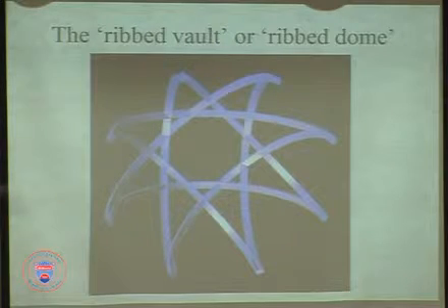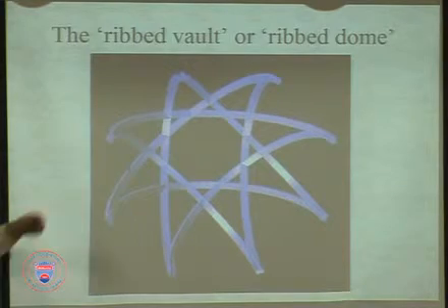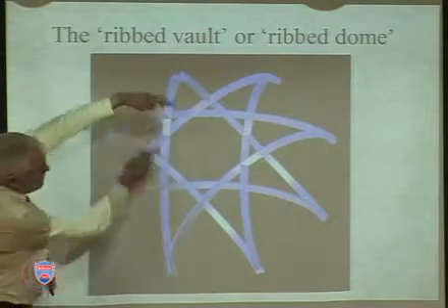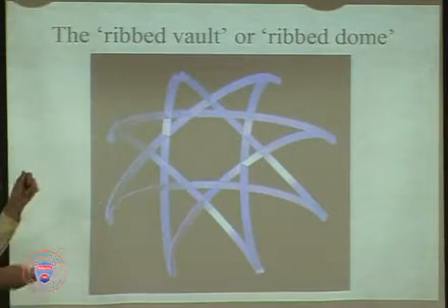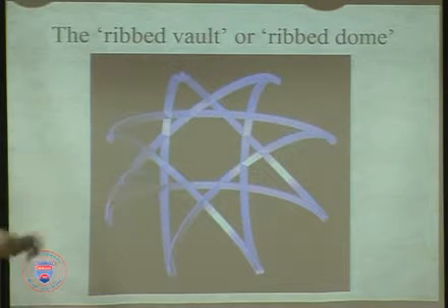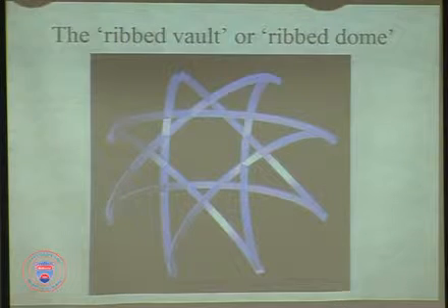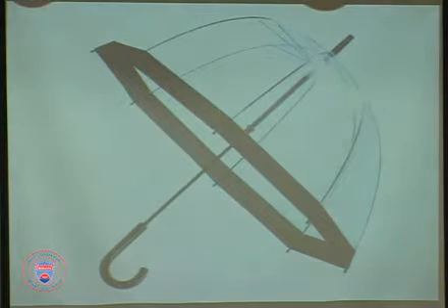This is a developed version of the groin vault in which you've actually got 8 ribs. Now if you look at this, you can see you've got 2 going like that, 2 going like that, 2 going like that, and 2 going like that. It gives you that beautiful octagonal feature at the centre there. When you look inside one of these, it looks like a pumpkin in reverse, which is why it's sometimes known as a pumpkin vault, or like the inside of an umbrella. So it's sometimes known as an umbrella vault or umbrella dome.